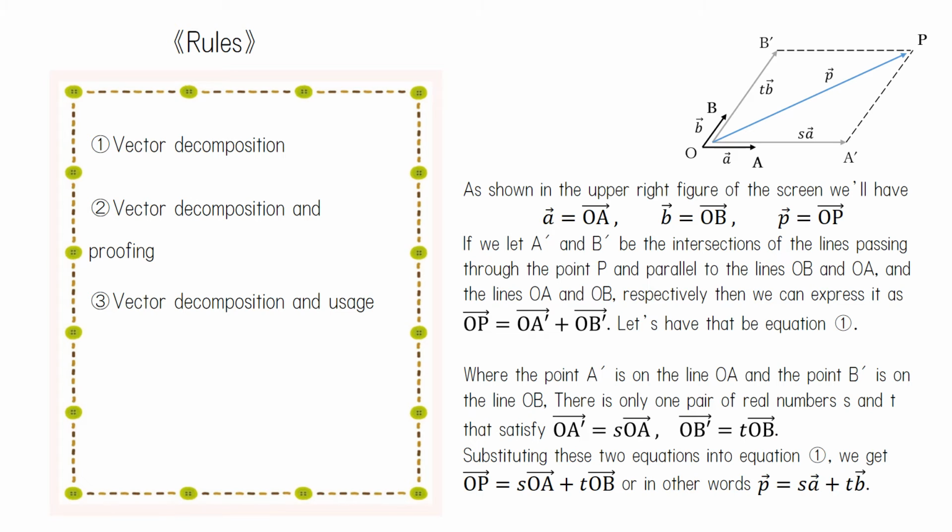Where the point A prime is on the line OA and the point B prime is on the line OB, there's only one pair of real numbers, S and T, that satisfy vector OA prime equaling S vector OA and vector OB prime equaling T vector OB. Substituting these two equations into equation 1, we get vector OP equals S vector OA plus T vector OB, or in other words, vector P equals S vector A plus T vector B.